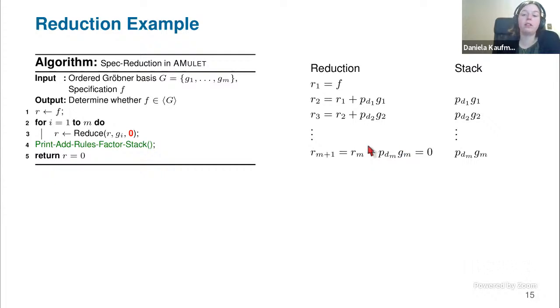And when we now unfold this reduction, we actually see that we can write down this R m plus 1 as F plus the sum of all the elements on the stack, or in other words, that F is equal to -1 times all the elements on the stack. And that's exactly what we then write down with a sequence of addition rules and one negation step to reach the final specification. So that's how we write down the proofs in AMulet.